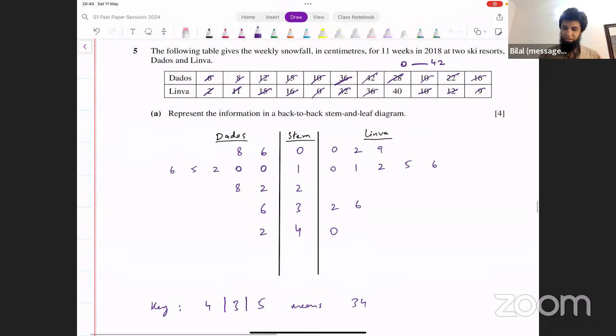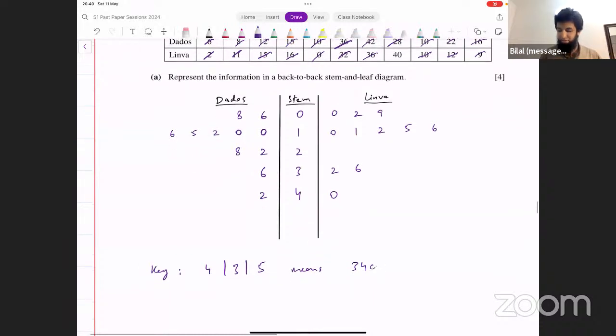34, is there a unit here? Centimeters. 34 centimeters. This is important. If you miss this unit, you lose the mark. You have to write down the unit here. 34 centimeters for this first result, and 35 centimeters for the other result. You have to mention this key here. All right, so these small things are very important.